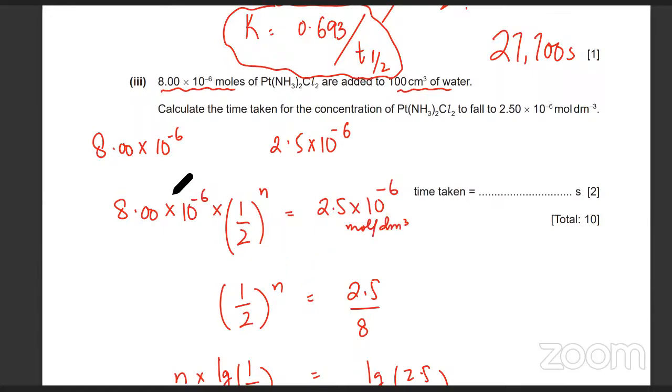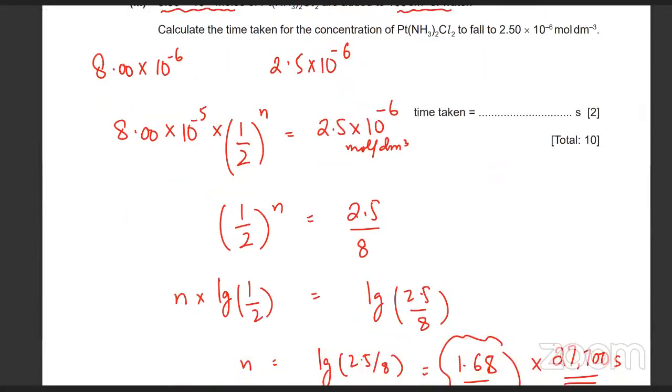So tell me, what's your initial starting concentration? That's 8 times 10⁻⁶ divided by 0.1 mole per dm cube. So what is it going to be? It's going to come out to be 10⁻⁵, right? So that's 8 times 10⁻⁵. And then it's going to be 2.5 times 10⁻⁶ divided by 8 times 10⁻⁵. What do we get for this?